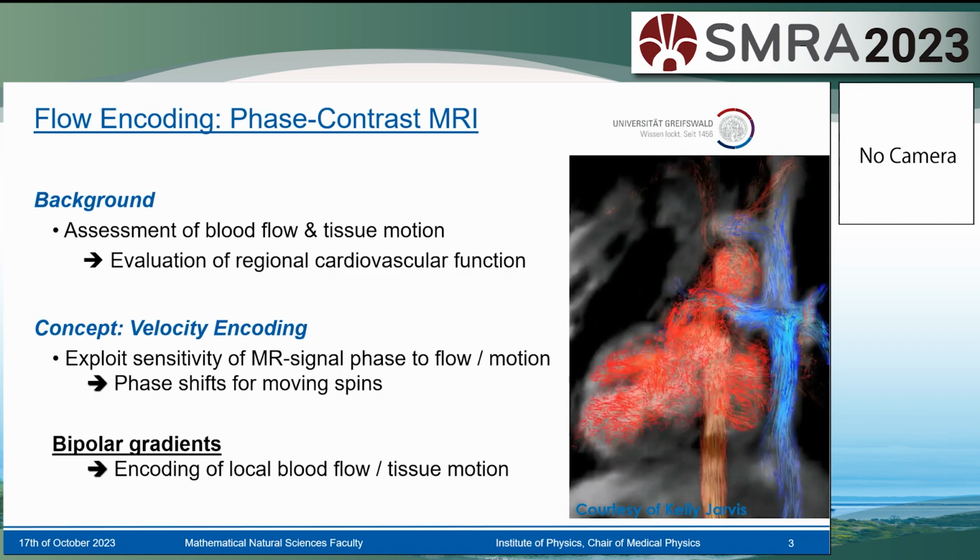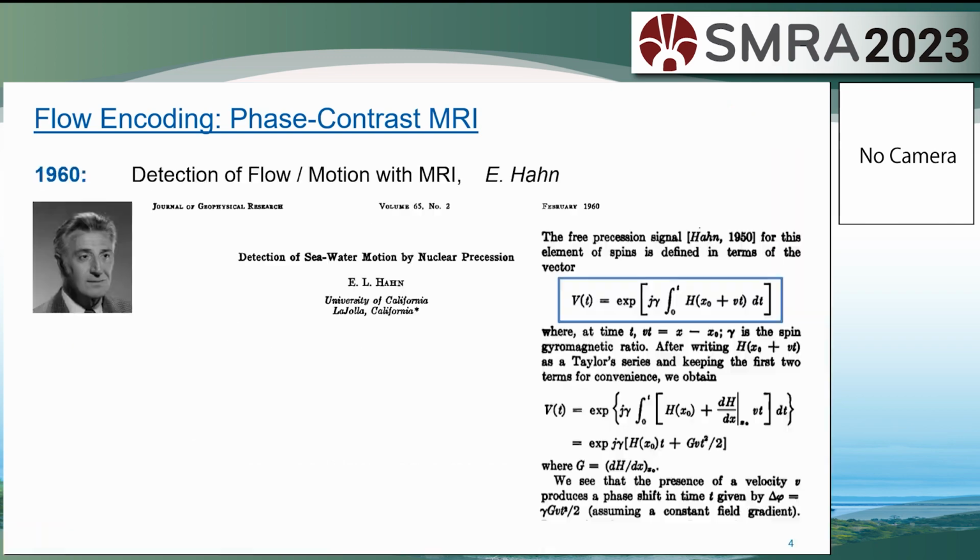So how did this come about? It was actually back in 1960 that Irving Hahn had originally this idea, and he formulated it in his paper called Detection of Seawater Motion by Nuclear Precession. If you have a constant velocity and use constant field gradients, you can measure the velocity as a phase shift. This is what he had already formulated back then.